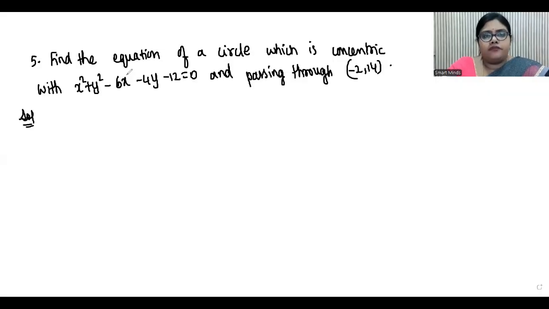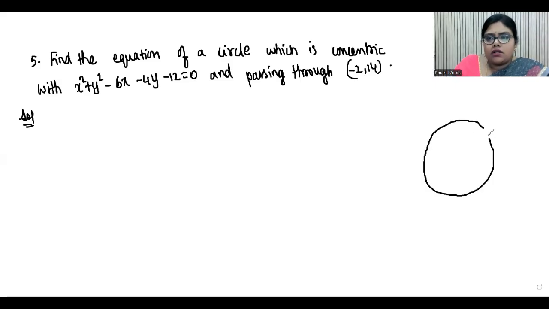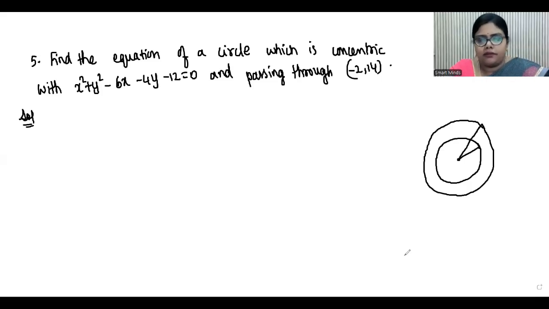Take the next question. Find the equation of a circle which is concentric with x square plus y square minus 6x minus 4y minus 12 equals to 0 and passing through minus 2 comma 14. So what do you mean by concentric? Concentric means two circles having the same center, like this. This is the radius of the second circle.